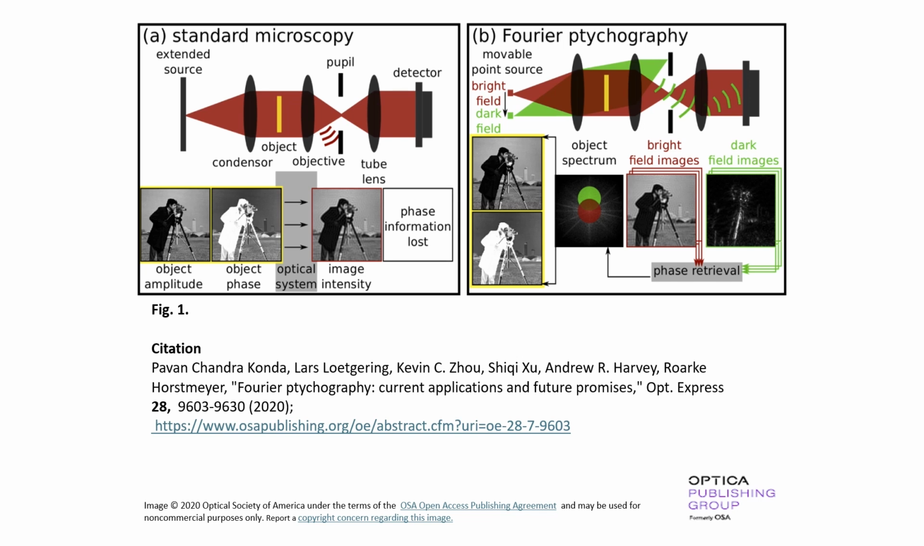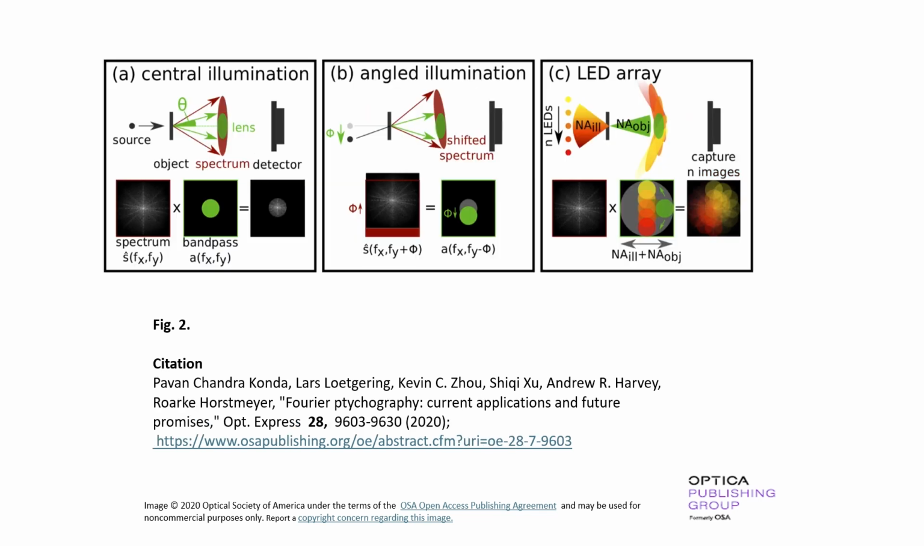Here's a review paper by Konda, Lothar-Gehring, Zhao, Shu, Harvey, and Horstmeyer, where they look at a wide variety of different geometries and algorithms for Fourier ptychography microscopy, with the advantage being that you can use a low numerical aperture focal length and use structured illumination with different illumination angles to shift the Fourier space of the object and recover the full aperture. So this is done, in microscopy, typically with these LED arrays.